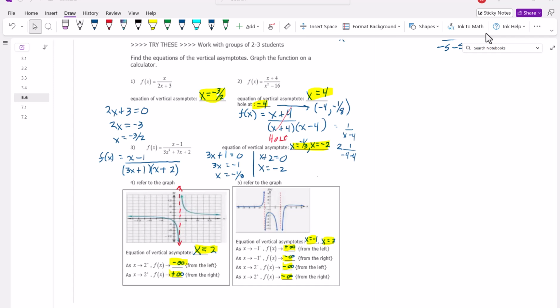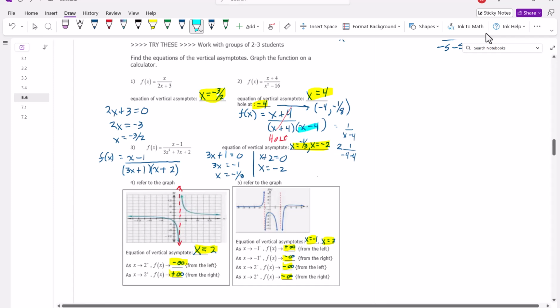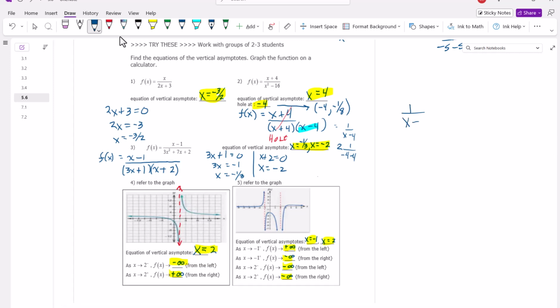And remember, the one that canceled is the hole, so -4 is the hole. The one that's left over is that. And then after you cancel it, you end up with 1 over x minus 4. So if you plug the value of the hole in, you get 1 over -8. So if you were graphing this, if you plotted the point (-4, -1/8), that would not be a solid dot. It would be a hole in the graph. Okay, so that's how that goes.